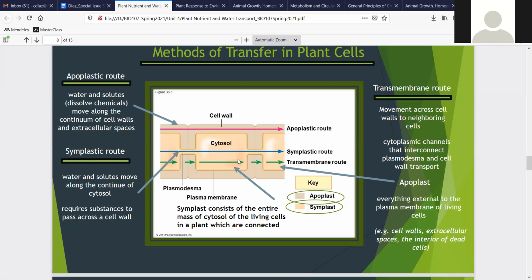And then that third method is the transmembrane route, which is a lot like the symplastic route, except when the material is moving between cells, instead of going through open channels, it's going to be moving over that cell membrane and that cell wall. This could be because there's not enough space. Perhaps the opening in the symplastic route is not large enough for certain molecules to get through. Or maybe that molecule could never fully get into... actually, no, if it's going through the transmembrane route, it has to get into the cytosol.